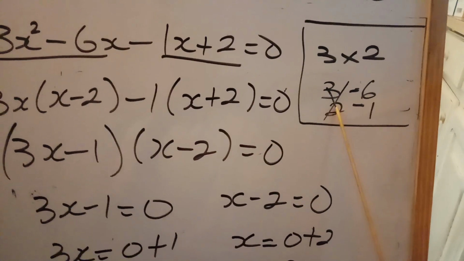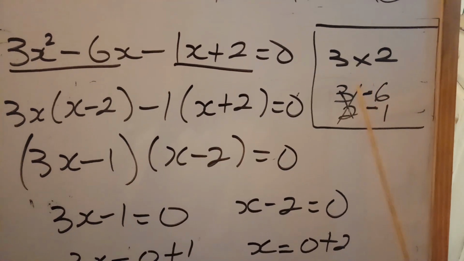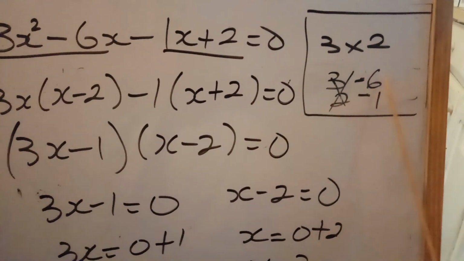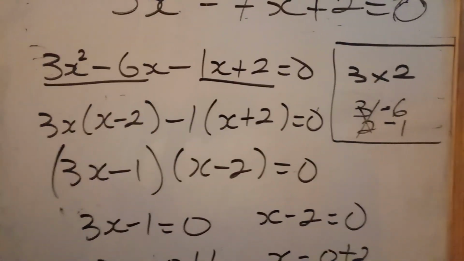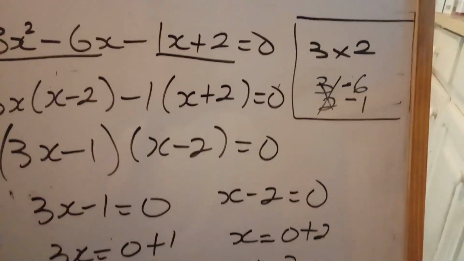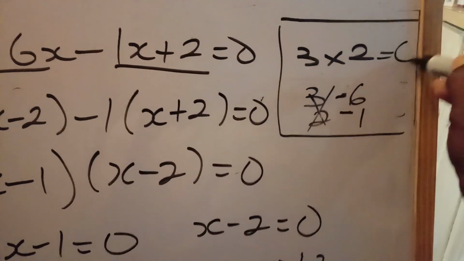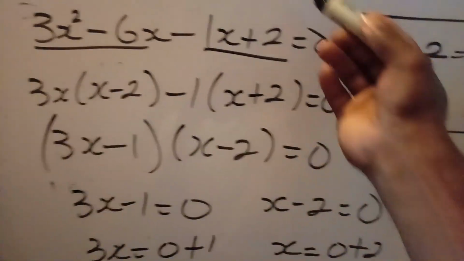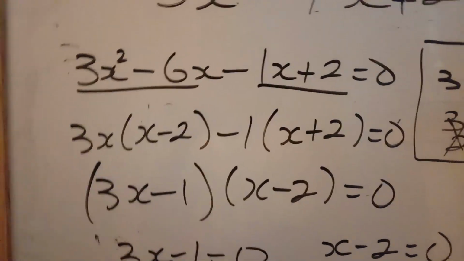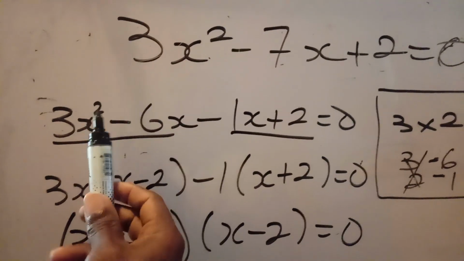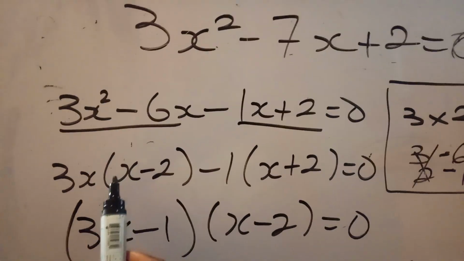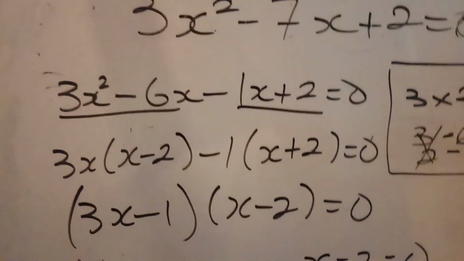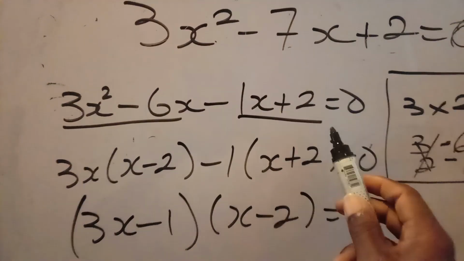Okay, 3 times 2 will give me 6, but it can never give me 7 if I add or subtract. Negative 6 and negative 1: when I multiply those two, I'll get positive 6. But when I add these two, I should get negative 7. So we are going to say that in 3x squared minus 6x minus 1x plus 2 is equal to 0.